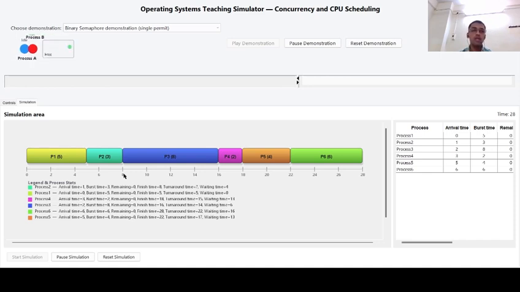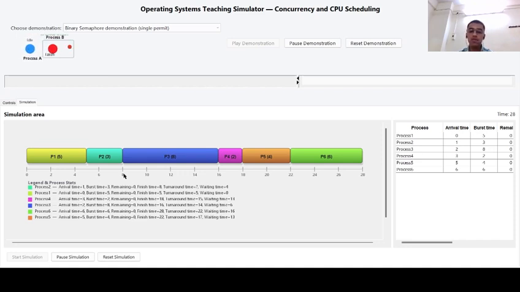Now let's talk about the advantages of it. The advantages are that it produces minimum average waiting time and is efficient for batch systems, and its logic is simple once burst times are known. The disadvantages are that it is difficult to predict burst time in advance, and it can also lead to starvation if the processes are very long. Therefore, it is not suitable for interactive systems.